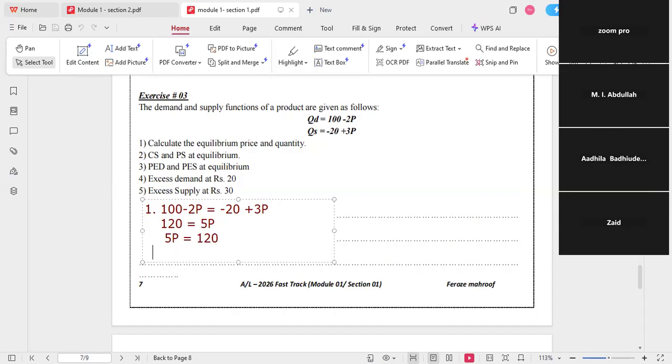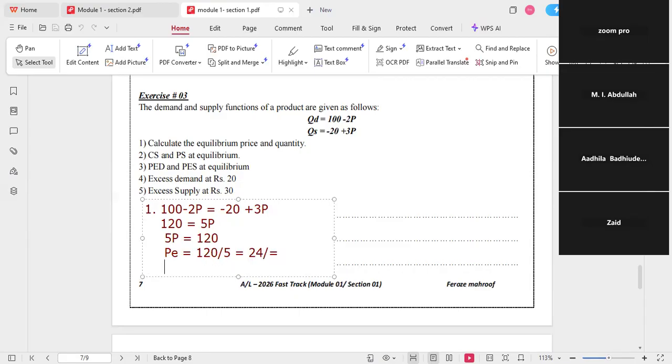If you want, you can write like this. Then equilibrium price is equal to 120 divided by 5. Right. So the equilibrium price is 24 rupees.